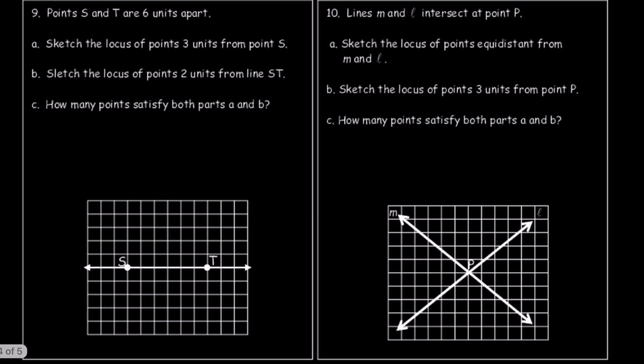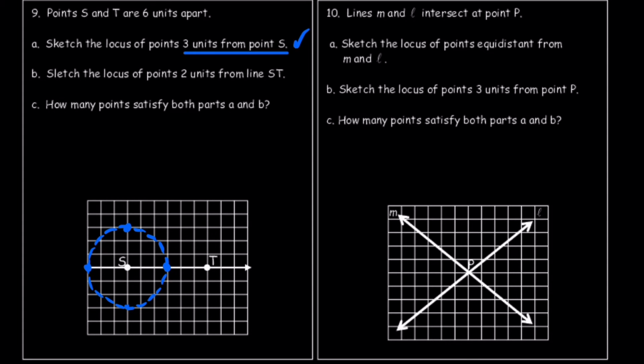Okay, moving on. Question 9. Points S and T are 6 units apart. There's S, there's T. They both appear to be on this line also. We start by sketching the locus of points 3 units from point S. So from a point, that's going to be a circle. Go 3 to the right, go up 3, go left 3, go down 3, and sketch in a dashed circle. Okay, I took care of that part.